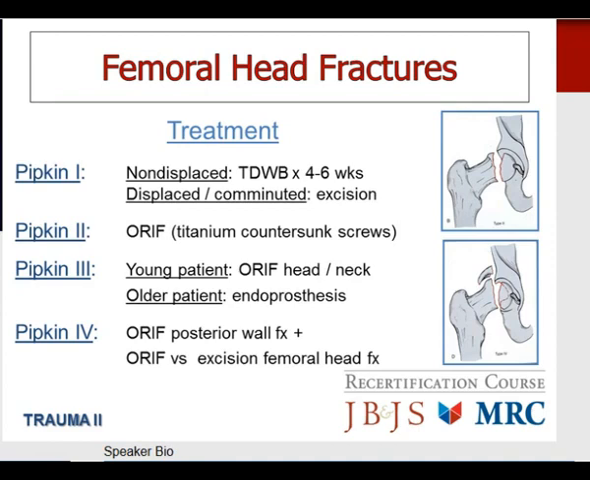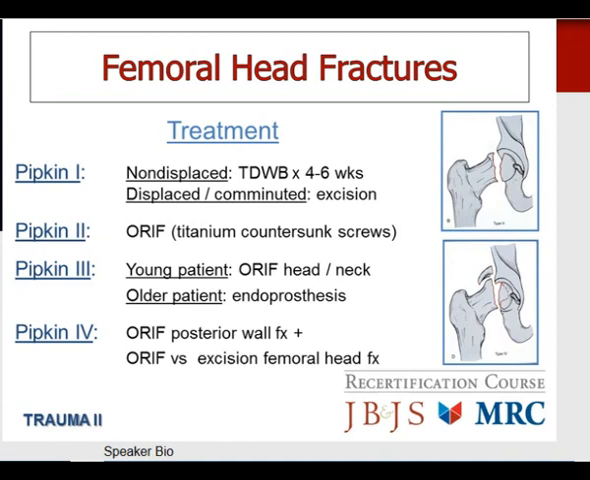Pipkin 2 fractures are larger femoral head fractures that extend above the level of the fovea. Those are treated with open reduction and internal fixation, typically using titanium countersunk screws to allow for the possibility of postoperative MRI to assess the viability of the femoral head.